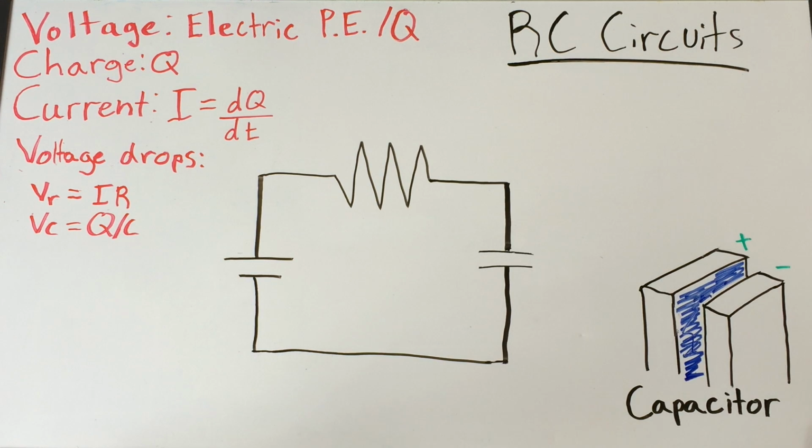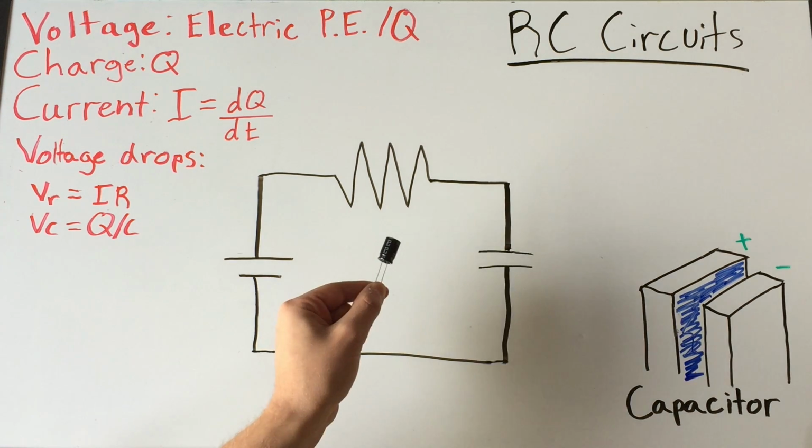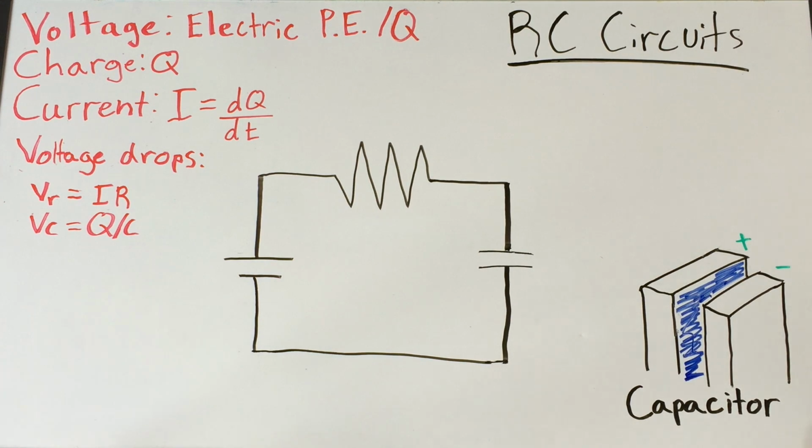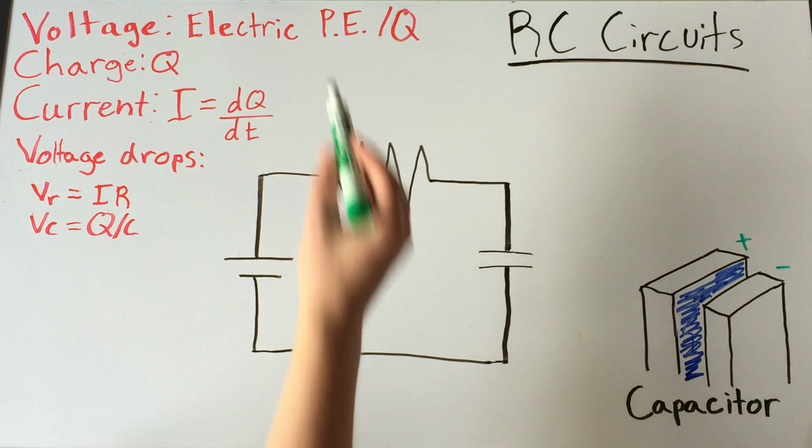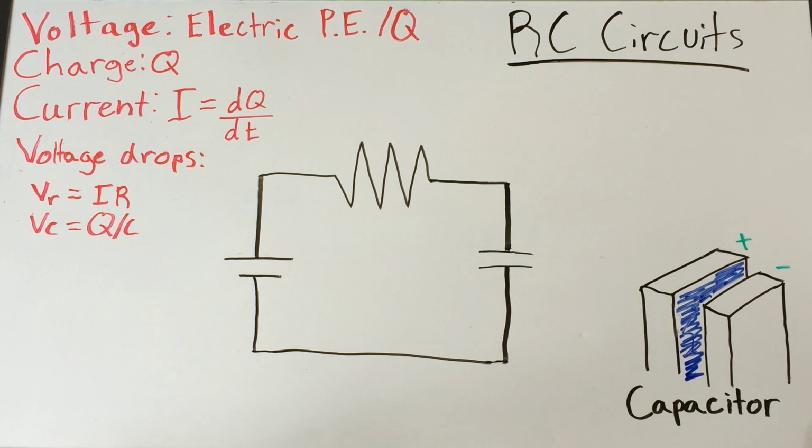I'm going to talk about voltage in an RC circuit. These are circuits with a resistor, a capacitor, and a battery that are commonly used in electronics. Voltage is the measure of electric potential energy in a circuit, and batteries can provide this energy.